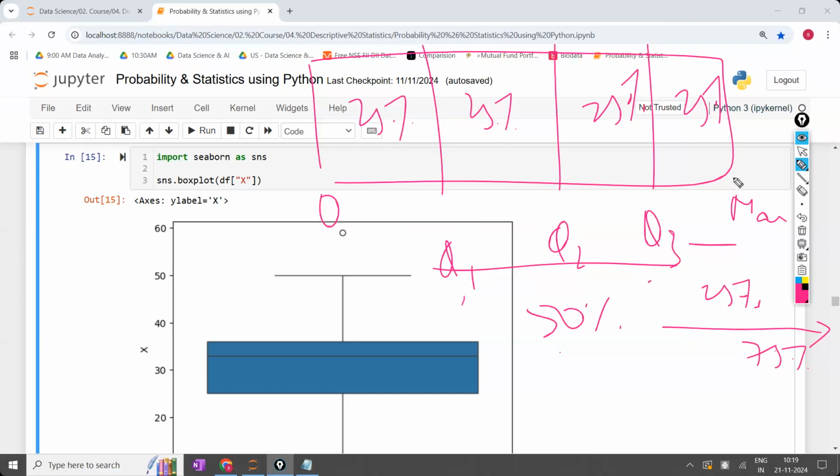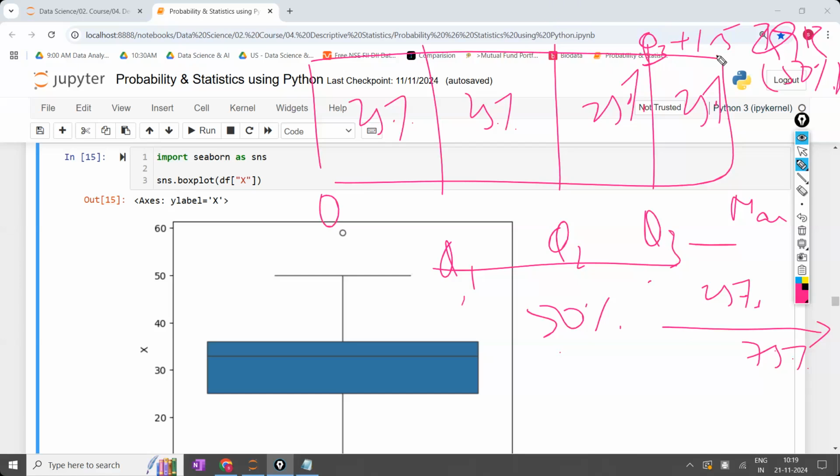That is 75%. Q3 plus 1.5 into IQR. What is IQR? How much percentage of the data? 50%. 1.5 into 50% means 75% of the data you are considering above Q3. Still, if it is crossing more than that, it is considered as an outlier.